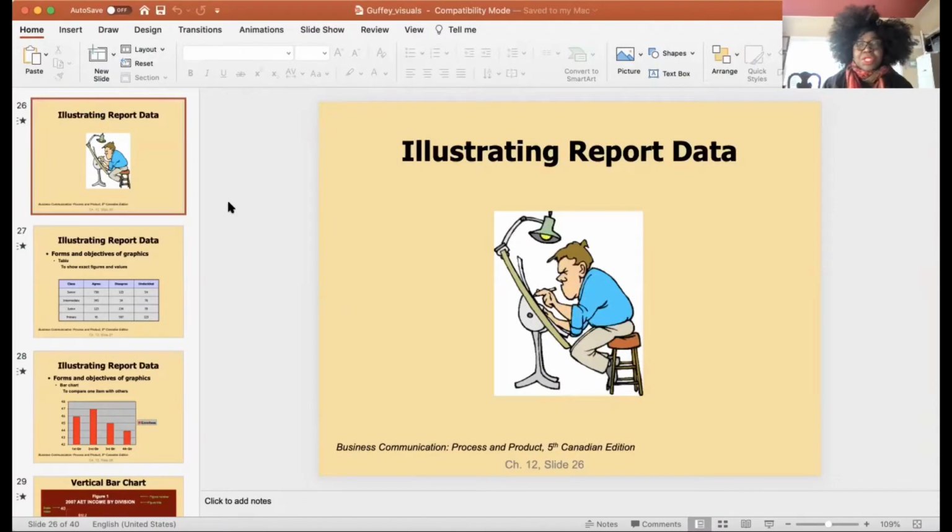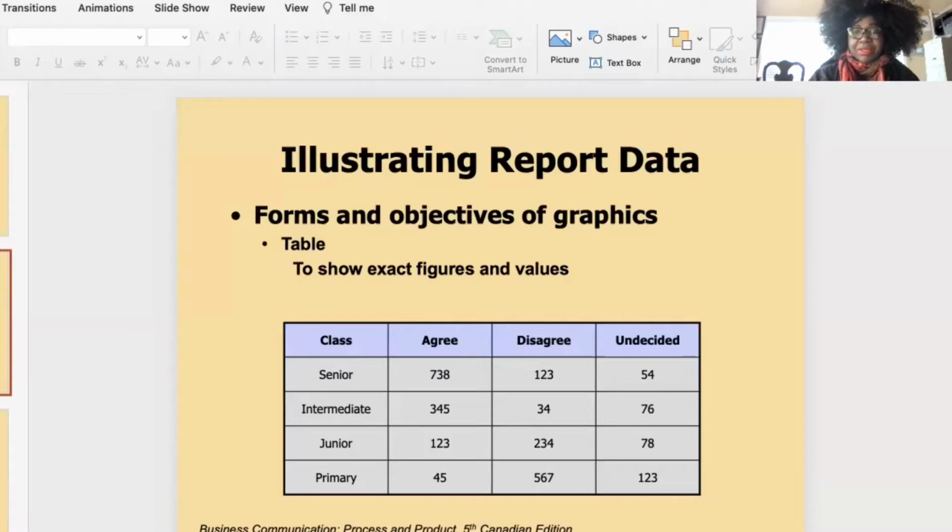And I'm going to show you a PowerPoint from Guffey's textbook, which is provided for instructors. So hang on and let me show you what you need to be thinking in terms of when you do your reports or when you do your oral presentations. Okay, so this is what you want to keep in mind. You can either use a table, as you see here. Very simple table where you have the numbers laid out. When you want to show exact figures and you want to show values, then the table is your best bet.